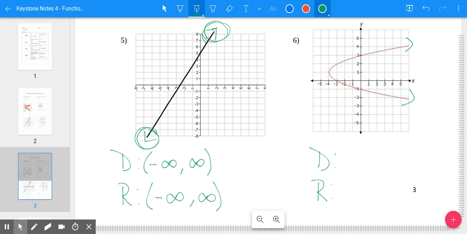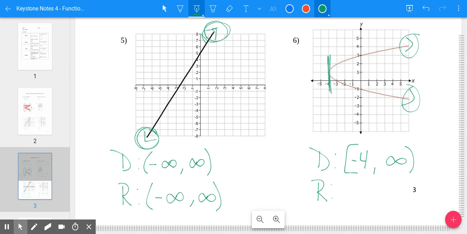Number 6, our domain and range are slightly different. The domain, the first thing that I see here is the end of the C shape, and that happens to cross at the x value -4. So here we're going to use a square bracket at -4, and then the last thing that I see are these 2 arrows, which indicates that it's going forever to the right, or to infinity.